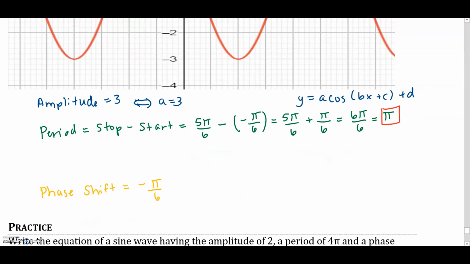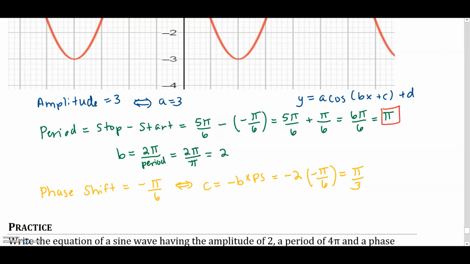Given that our period is pi, we can calculate the value of b. b is equal to 2 pi divided by the period, which is 2 pi divided by pi, and that reduces to 2. With the phase shift, we use the formula to find c. Remember, c also relies on b. You get negative b times your phase shift. So negative 2 times negative pi over 6, which reduces to pi over 3.